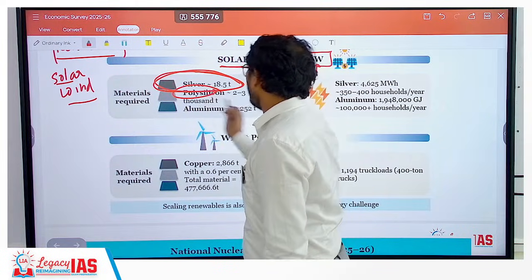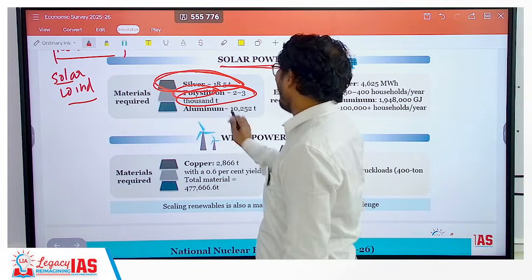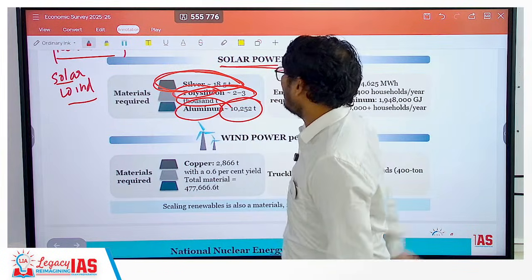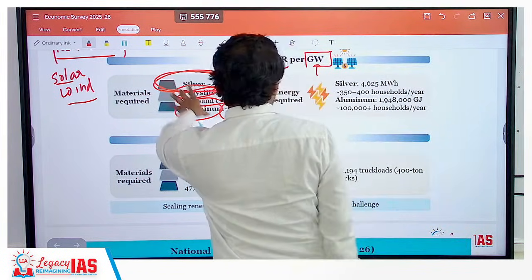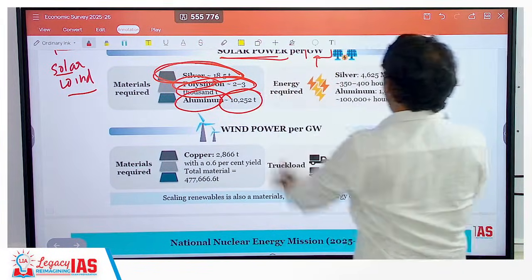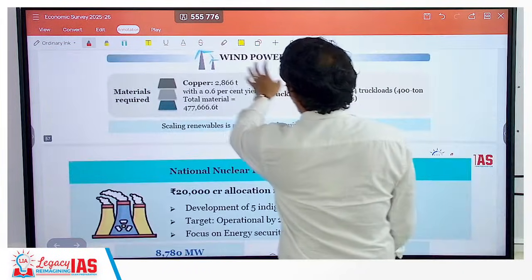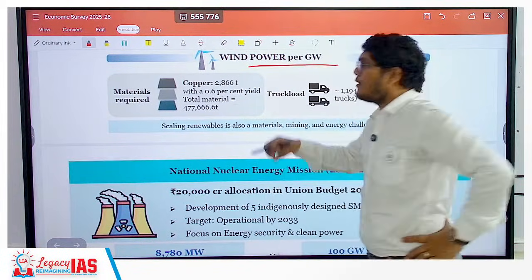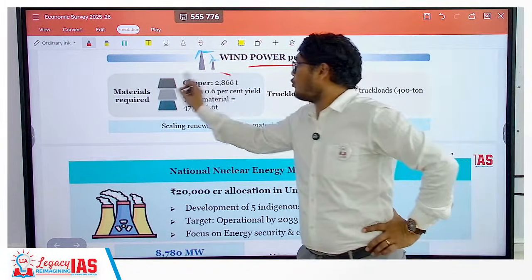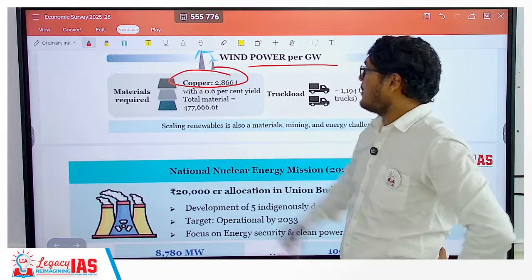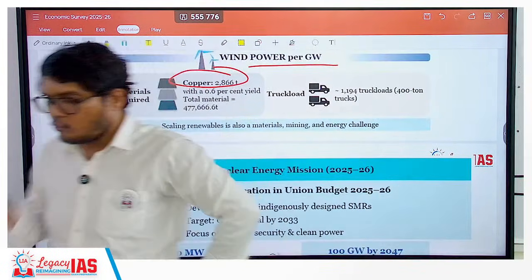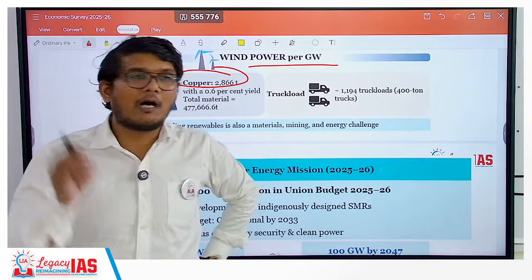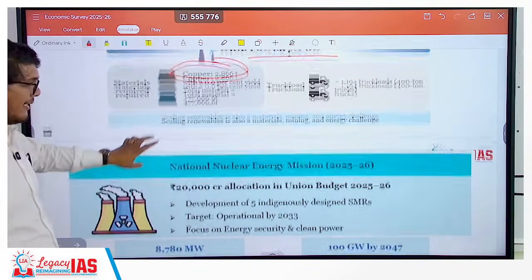We need polysilicon, 2 to 3,000 tons, aluminium, 10,252 kgs of aluminium, etc. is required. Energy requirement is also there. Same is the case for wind power. For wind power, different metals are required, copper 2.2866, so on and so forth, as a result of which there is a huge bottleneck for our renewable energy sector.